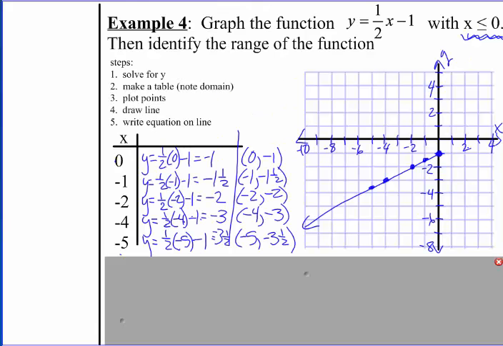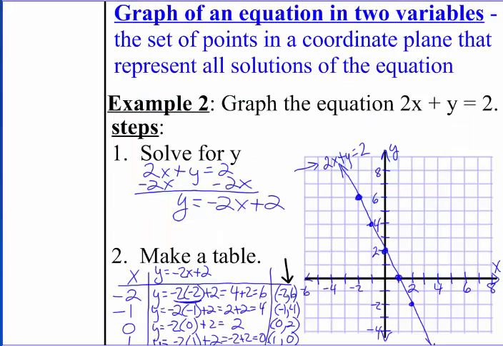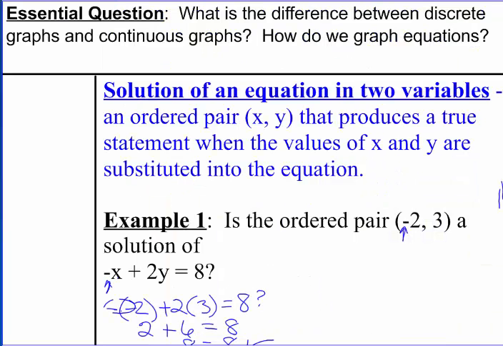So that concludes video 16. Don't forget to go back and answer your essential question at the end of your lesson. So what is the difference between discrete graphs and continuous graphs? We talked about that. And how do we graph equations? Okay, so we had a list of steps that help us with graphing our equations, making sure that you have all the other details as part of your graph.